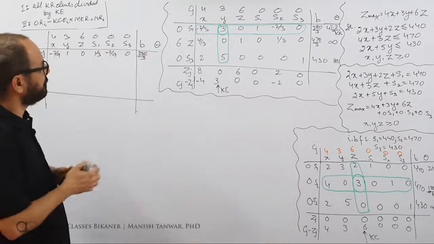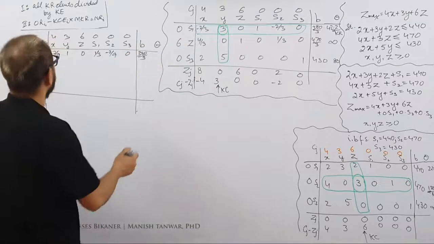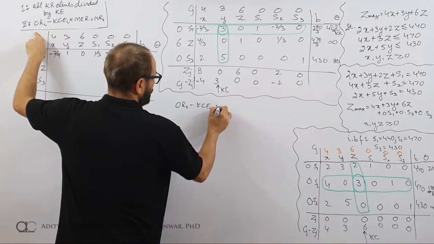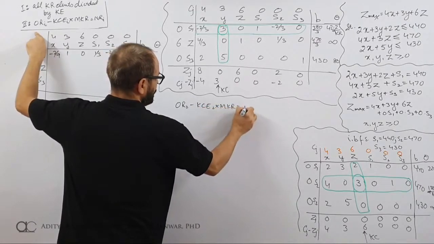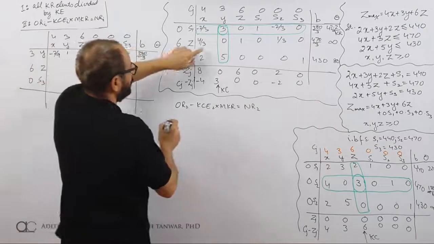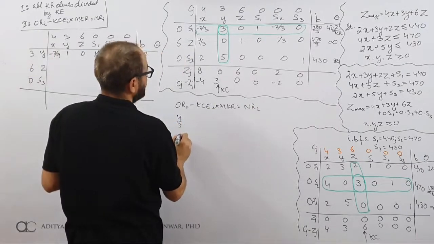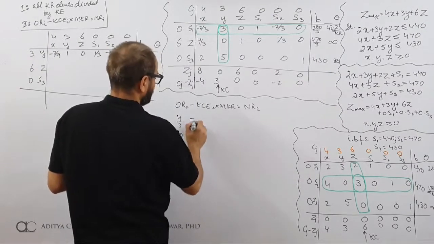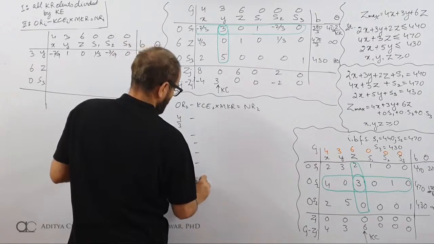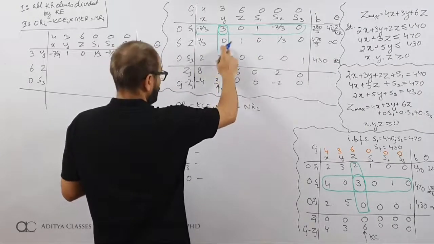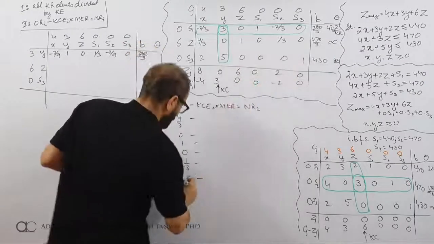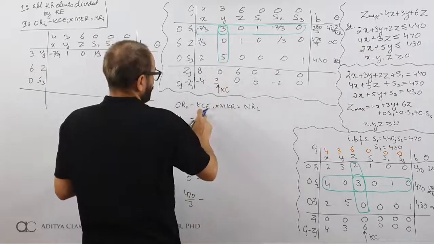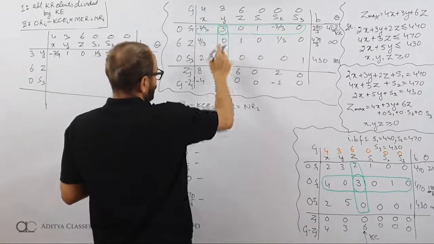Next, let us talk of the remaining two rows, the second and third row. The formula becomes: old row 2 minus key column element 2 multiplied by modified key row is equal to new row 2. Old row 2 is 4 by 3, 0, 1, 0, 1 by 3, 0, and the last one is 470 by 3. Key column element 2 is 0.